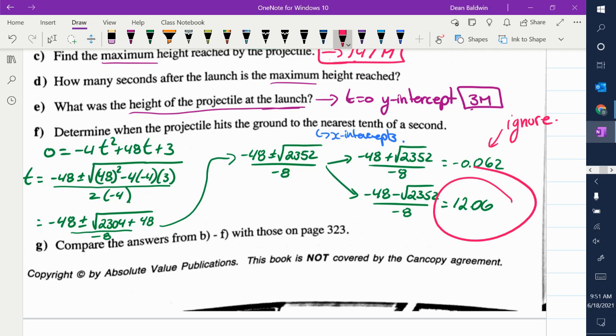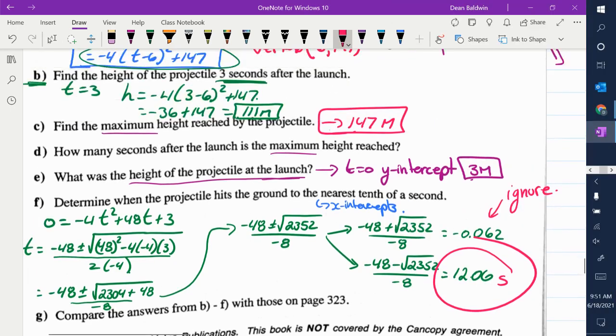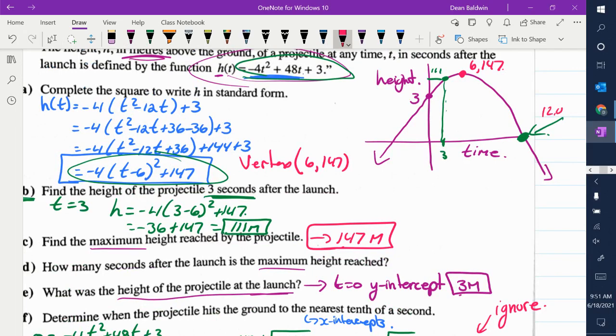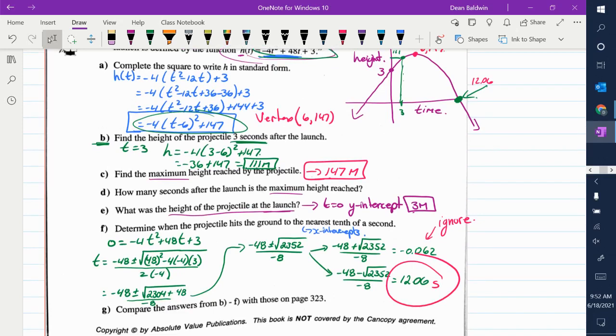Where did people go wrong? This is the time. This is 12.06 seconds, because it represents this number right here. So it's in the air from here to there, 12.06 seconds until it hits the ground. The negative 0.06 or whatever is this number, but that's like negative time. All right, so it doesn't make any sense, so we ignore that number. This part of the graph doesn't make sense.